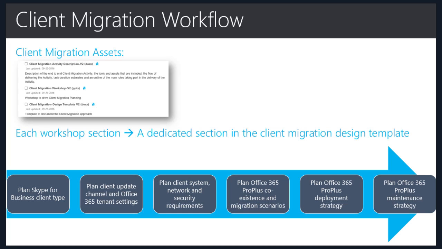The first one is the activity description document that summarizes the intent and the content of the other assets. Second one is the workshop itself that we are discussing at the moment. And finally, the client migration design template, which is a detailed design guide where all the technical details are documented.